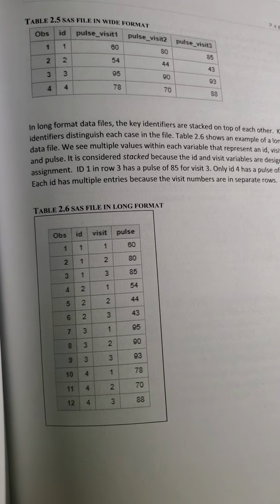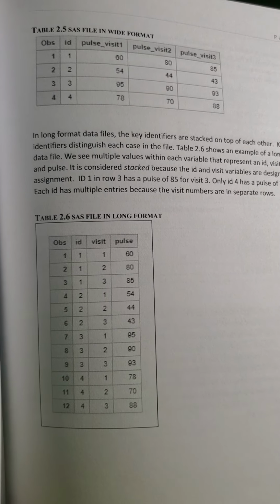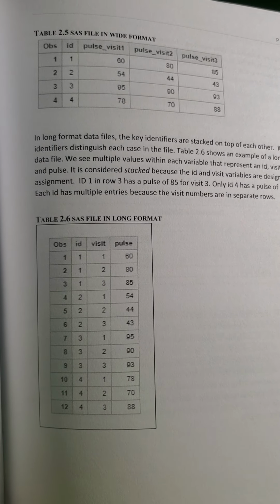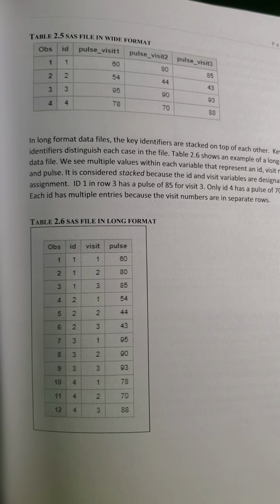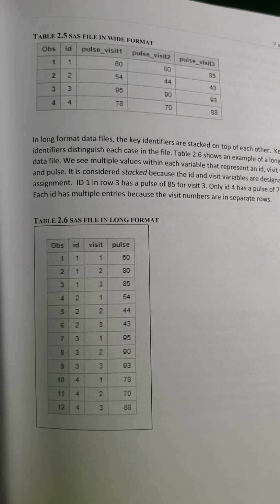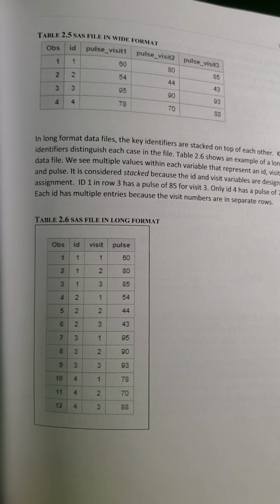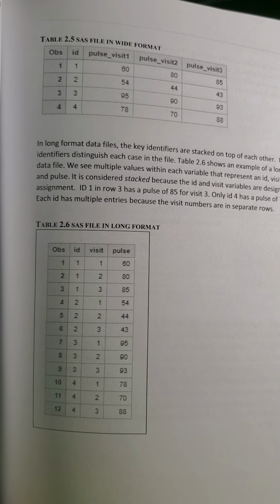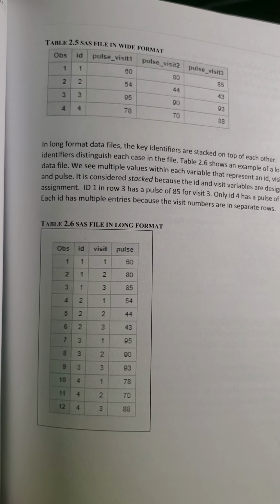So here you have 2.5 and 2.6. It's the same file, but it's flipped. When I say flipped, 2.5 is wide format. So you have three columns with pulse rate in each column at different visits, right?